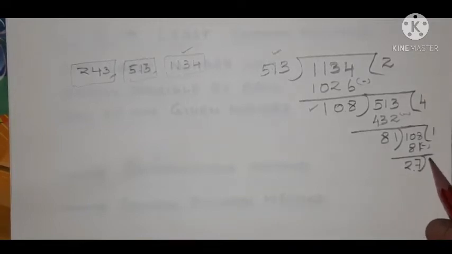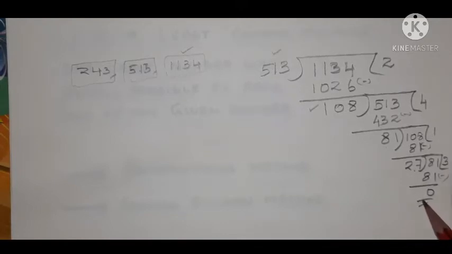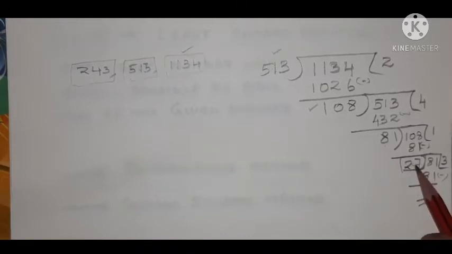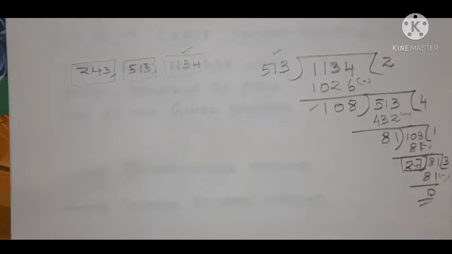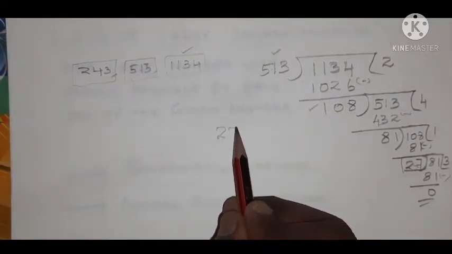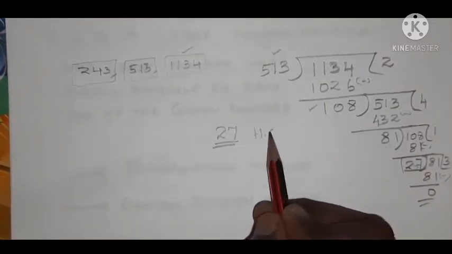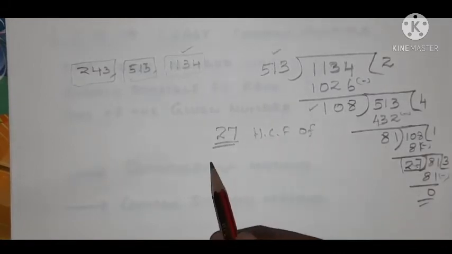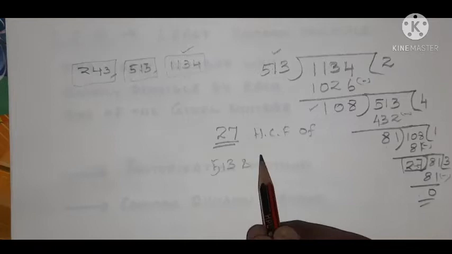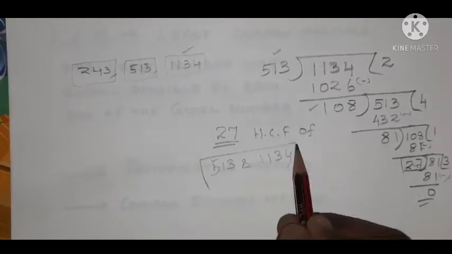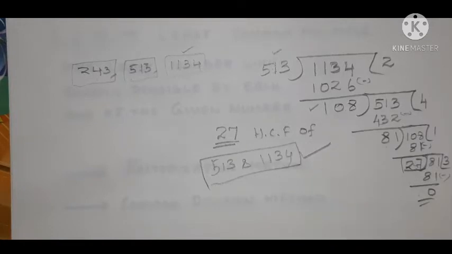So this will become divisor. 81 will become dividend. Now divide it. How many 27 is 81? 3 27 is 81. So now we got remainder as 0, right? Now we got remainder as 0, where the divisor is 27. So we should identify the divisor now. The divisor is 27 at this moment. Hence 27 is the highest common factor of the 2 numbers 513 and 1134.